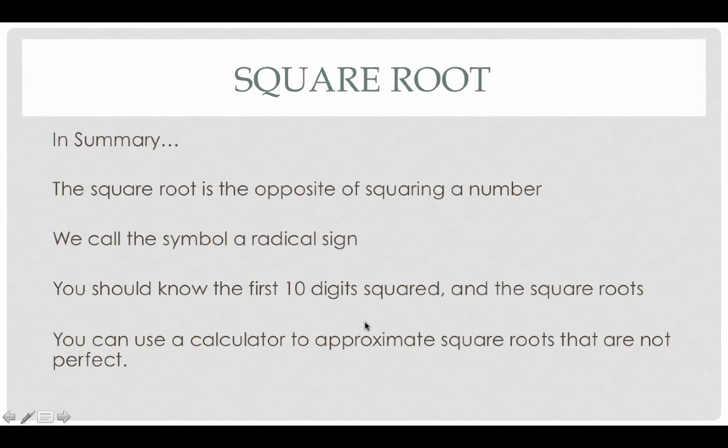All right, so in summary, the square root is the opposite of squaring a number. Go back and forth just like adding or subtracting. When we take the square root, we call that little symbol a radical sign. You should know the first 10 digits squared, all the way from 1 to 10 and the square root. And then you should be comfortable using your Desmos calculator to approximate square roots that are not perfect square roots.